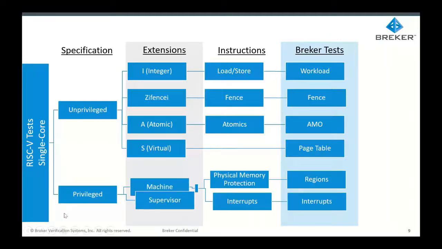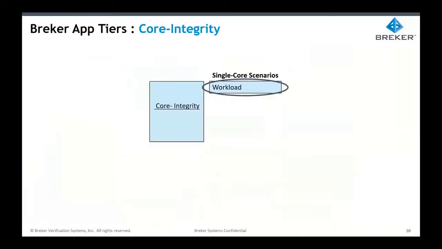At the same time, now that we have the privilege specification as well, we can do things such as PMP, the memory protection, and we can also work with interrupts. So for those, we can also provide tests. But the way to look at this is that those become your core integrity tests here. This is the single core test that we can provide.